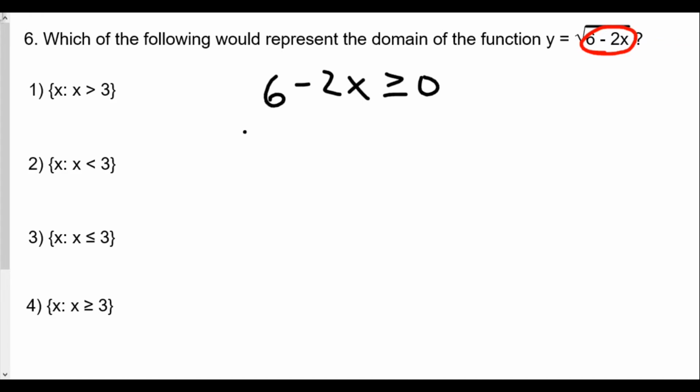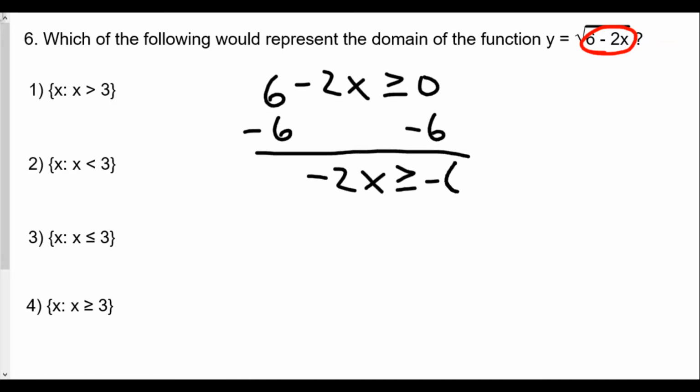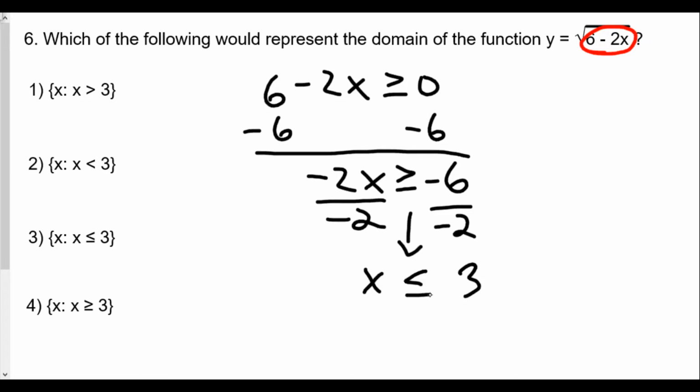We're going to subtract 6 on both sides. Now we have negative 2x is greater than or equal to negative 6. Divide both sides by negative 2. Now here's the tricky part. When dealing with inequalities, whenever you multiply or divide by a negative number, we must change the direction of the inequality. So we get x on the left side, positive 3 on the right side, but it now goes from greater than to less than. And so our domain should be x is less than or equal to 3, and that's going to be choice 3.